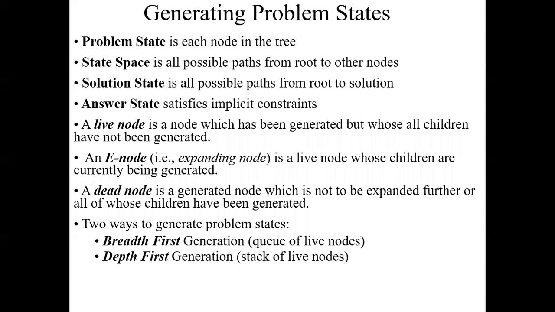So there are two ways to generate problem states, as I mentioned. If you remember your BFS manner and your DFS manner, DFS is implemented using stack and BFS using queue, right? We all know this from before. We are keeping all the live nodes in these data structures. The differentiating factor between branch and bound and backtracking is this only. Branch and bound uses BFS and backtracking uses DFS.